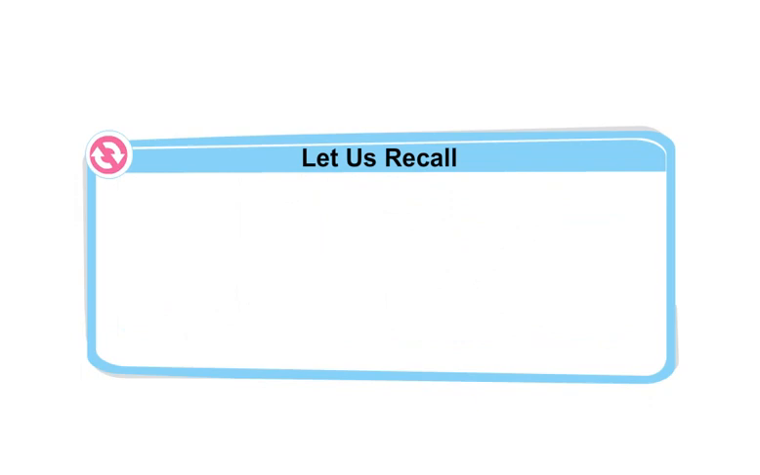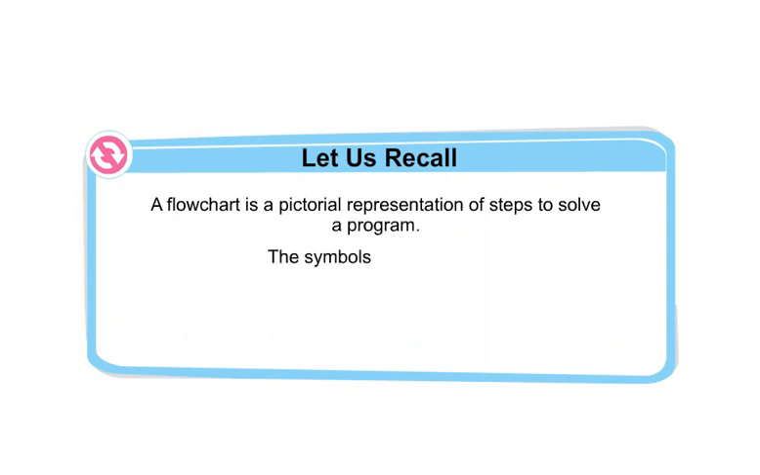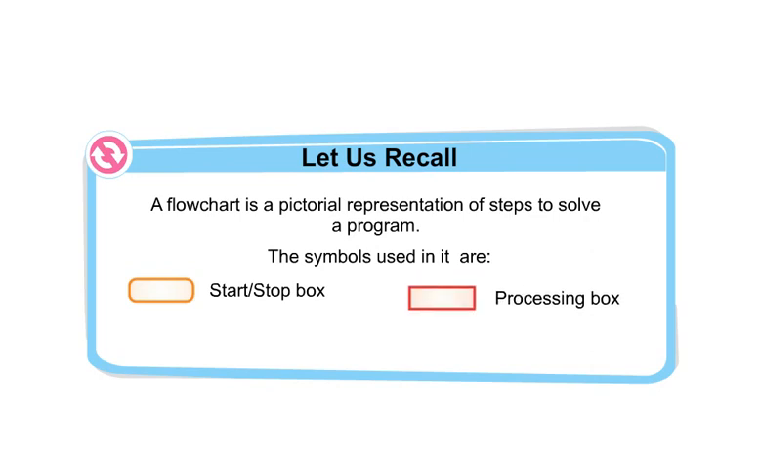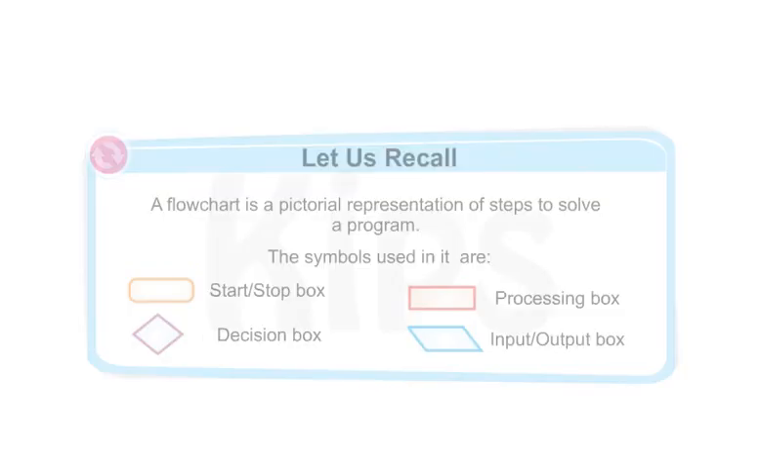Students, let us quickly recall. A flowchart is a pictorial representation of steps to solve a program. The symbols used in it are start or stop box, processing box, decision box, input or output box.